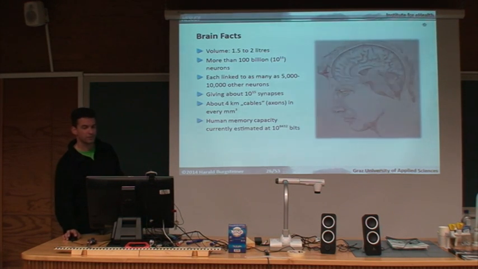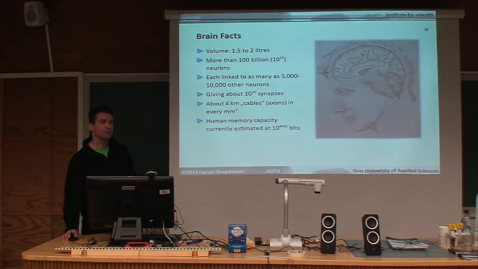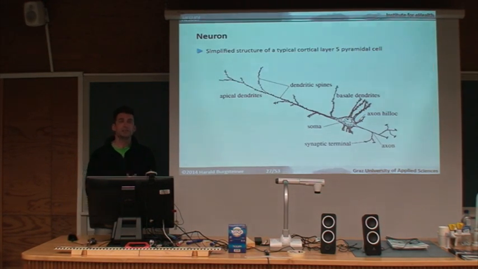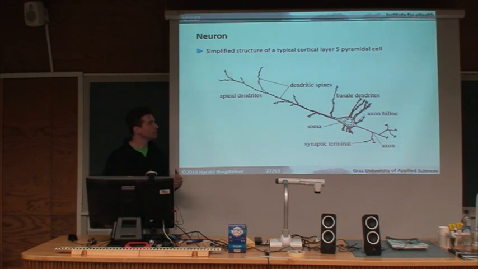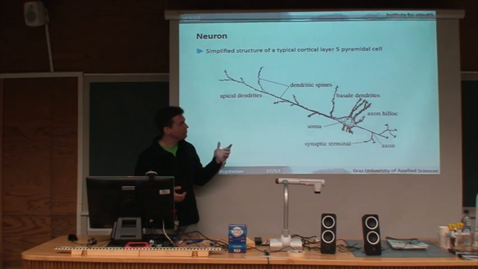But there are some methods to try to find out how the brain works, and I would only like to talk to you about some very basic, simple models. If you take a look at the neurons, they all look quite similar. You don't have only one neuron type in your brain, you have several hundred neuron types, but the basics for all of those are quite the same.